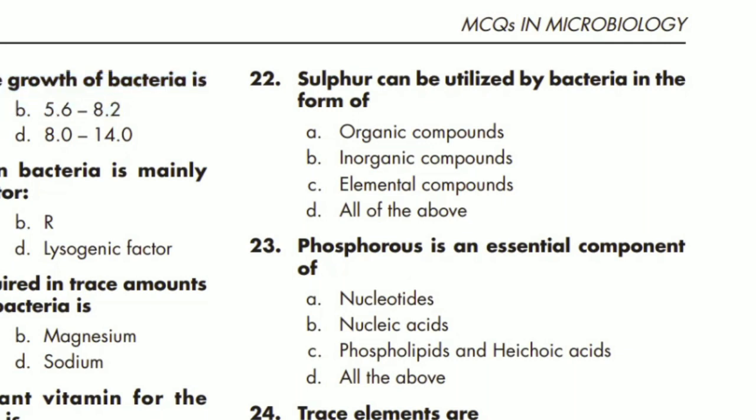The 14th MCQ says that drug resistance in bacteria is mainly determined by R plasmid. So B is the correct option. MCQ 15 says that the ion that is required in trace amounts for the growth of bacteria, what do we call that? So remember, we call that cobalt. C is the correct option.